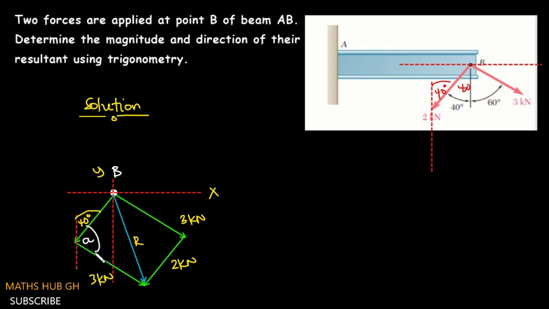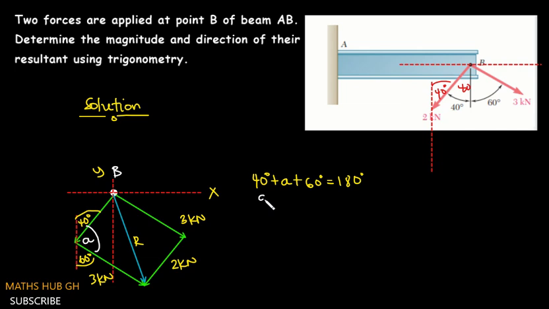So we have our 40 degrees there, and you see that the 3 kilonewton makes an angle of 60 degrees with the y-axis. So this angle here will become 60 degrees. Now we can easily find the value of angle A, right? Because the sum of all these three angles should give us a value of 180. So you are going to have 40 degrees plus angle A plus 60 degrees to be equal to 180 degrees.